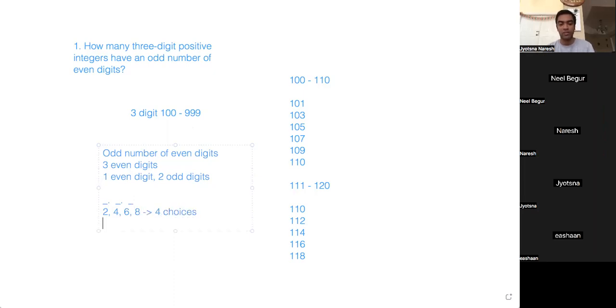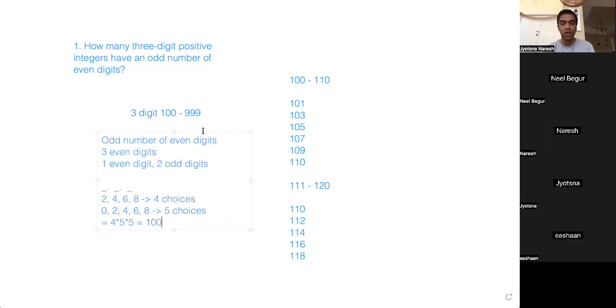What about for the second digit? 0, 2, 4, 6, or 8. Good. So that's how many choices? 5 choices. And what about the third digit? 5 choices: 0, 2, 4, 6, and 8. So the total number in this possibility is 4 times 5 times 5, which is 100. Good. Okay, so there's 100 numbers with 3 even digits.